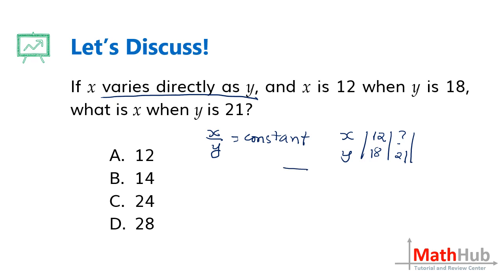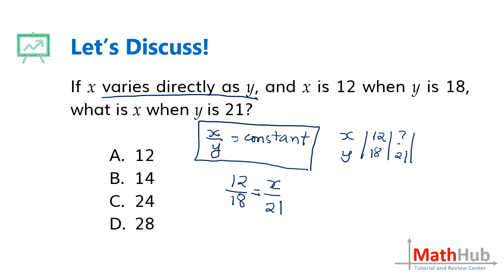So from this equation over here, we have x over y. So for our first pair, we have 12 over 18. This is our first x over y. For the second pair, we don't know what x is, but y is 21. So as you can see here, there is no need to solve for this constant, right? Although if you look at your equation over here, this is actually our constant k, correct? Anyway, so let's proceed.